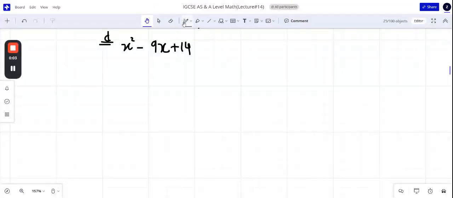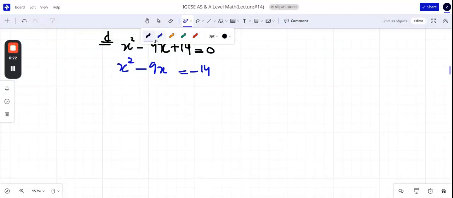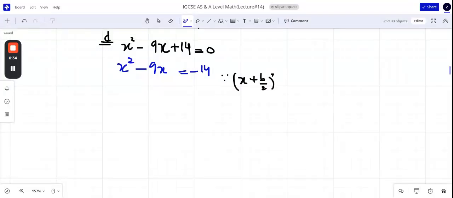Part D is x square minus 9x plus 14 equals to 0. Now, again, first we have to shift the constant value on the other side of equal. It becomes minus 14. Then we will apply here the completing square formula because we need to solve by completing square. So it would be x plus b by 2 whole square minus b by 2 whole square.